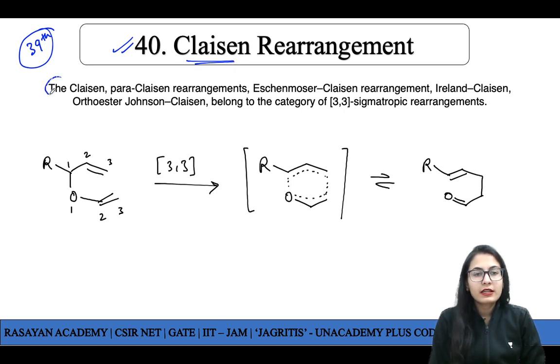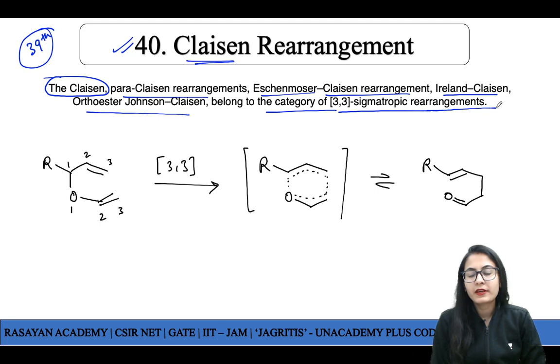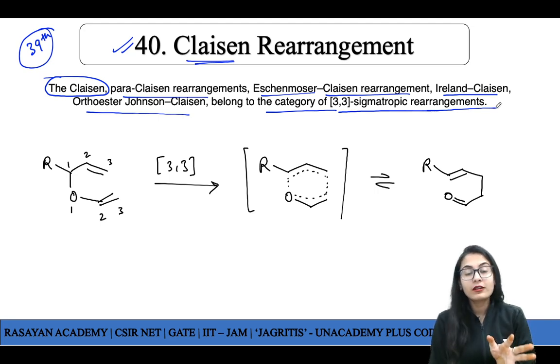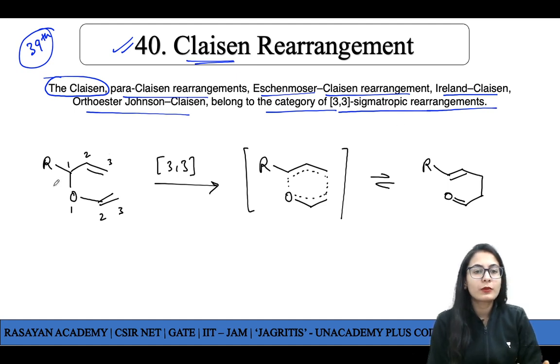Here we are: Claisen rearrangement, Para-Claisen rearrangement, Eschenmoser-Claisen, Ireland-Claisen, and Johnson-Claisen belong to the category of [3,3] sigmatropic rearrangement. These are all different name reactions, although the mechanism is very similar. So let's talk about this. What do you require when you look at a molecule? How are you going to identify that a [3,3] sigmatropic reaction is possible?